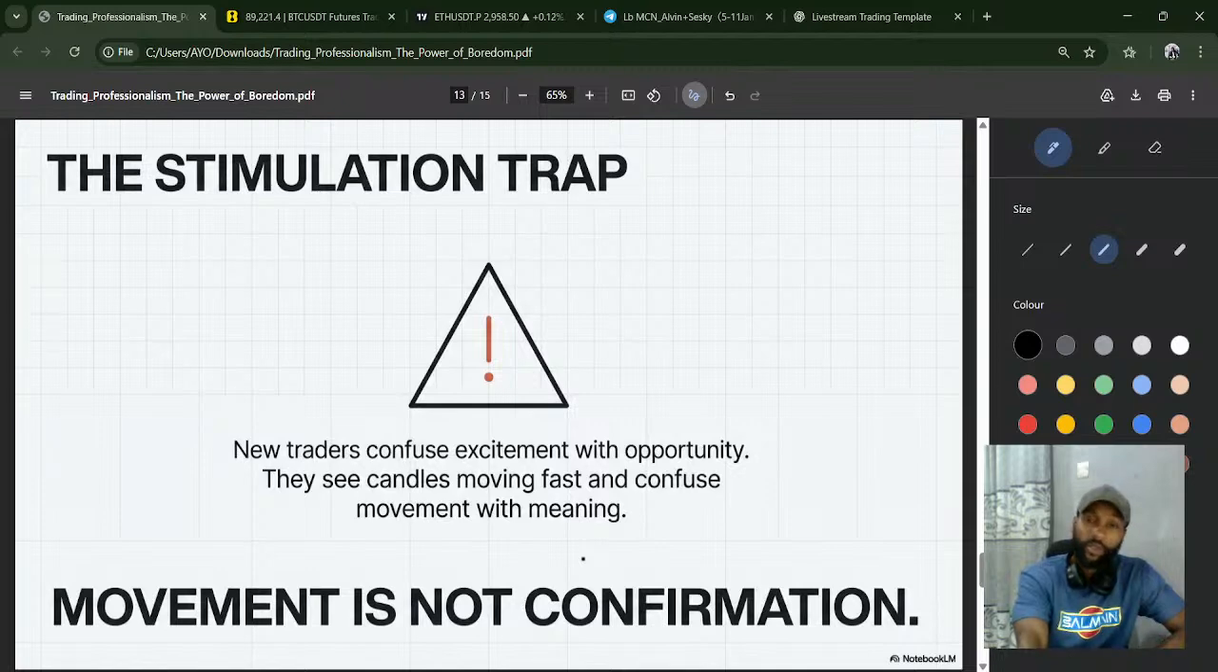Good entries feel boring because the decision was already made, okay? Risk accepted, stop defined, outcome irrelevant, alright? You are executing a plan, not chasing a feeling. Take note.